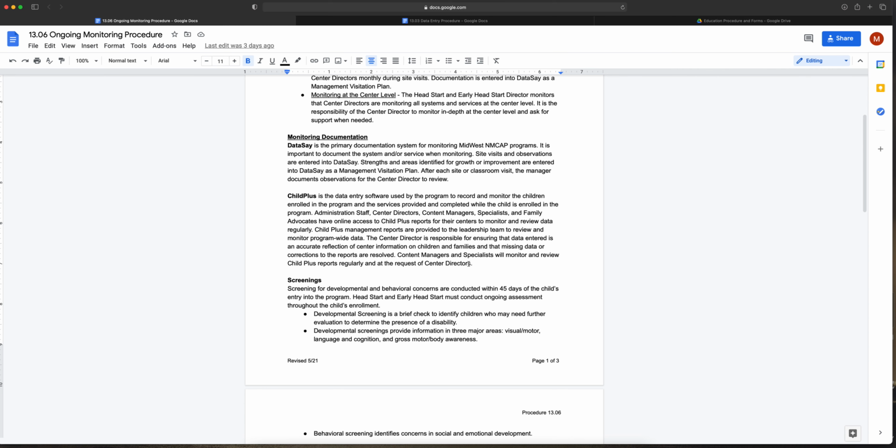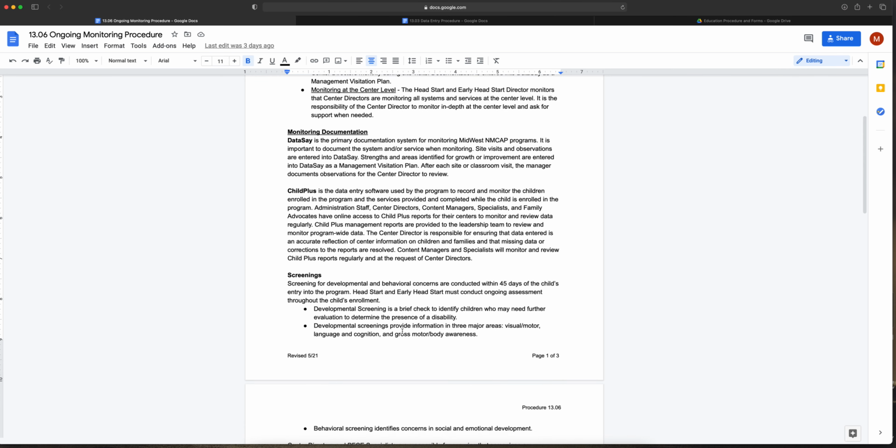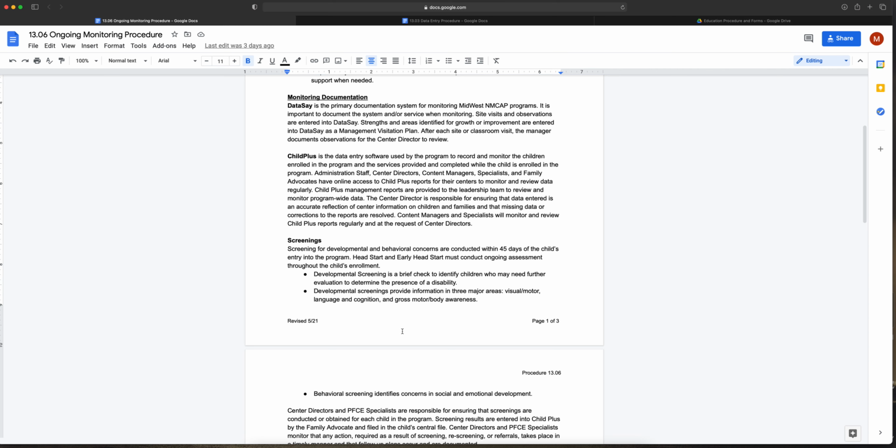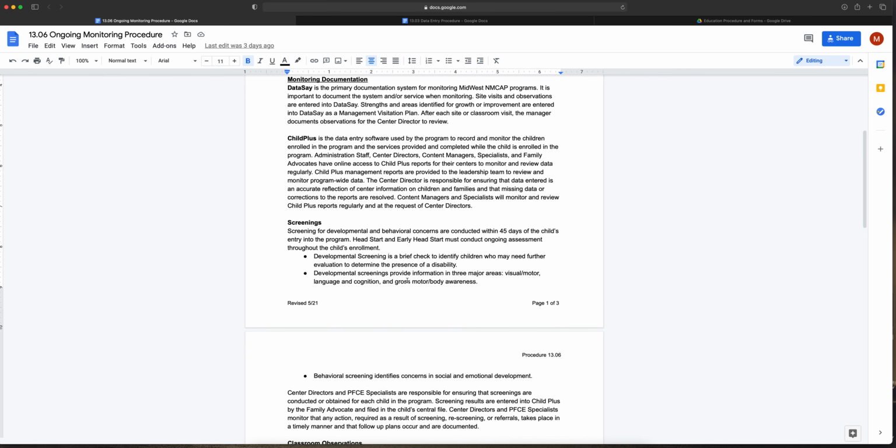Managers who visit sites enter their documentation into a system called DataSay. Center directors, content managers, specialists, teachers, really everybody enters information into the system called Child Plus. This system is where all of our ERSEA information is, and all of our child specific information is. So this is a child management system.